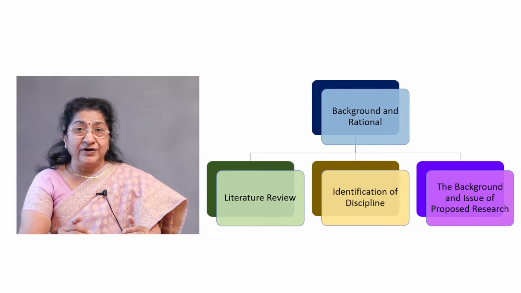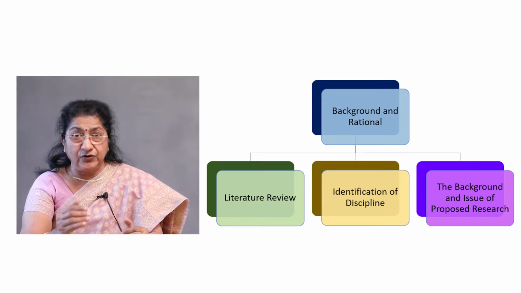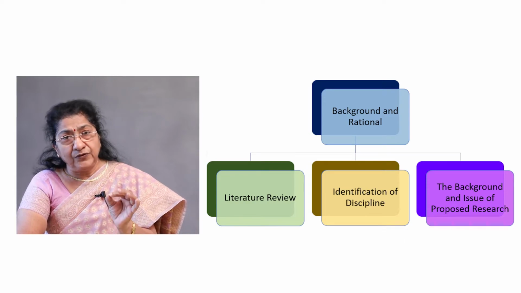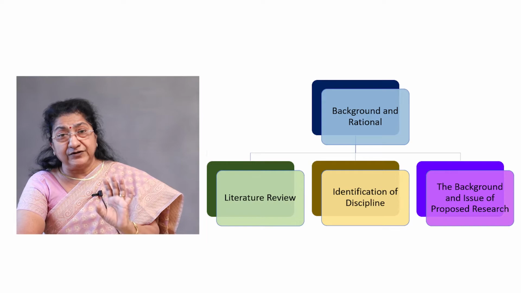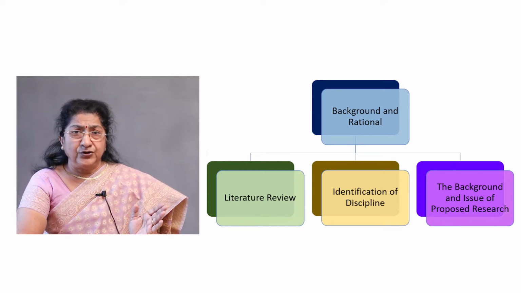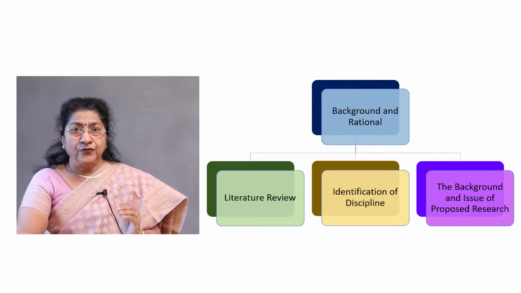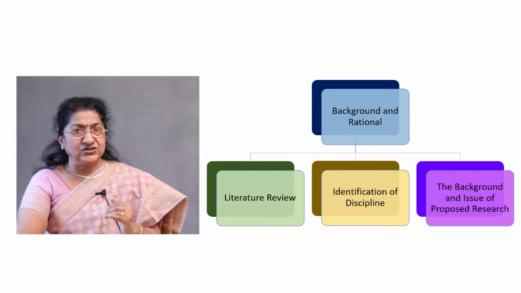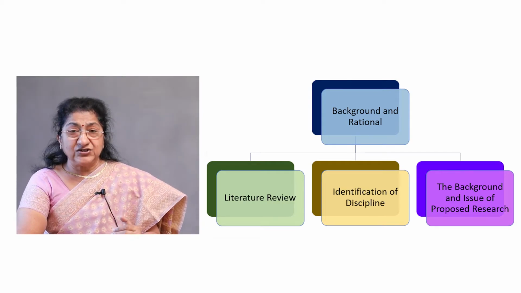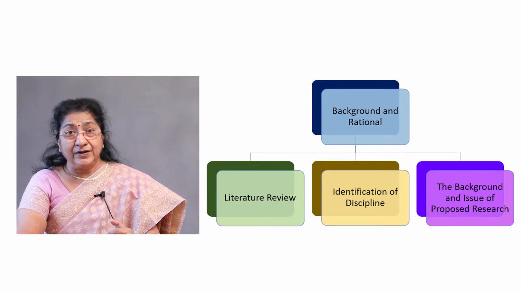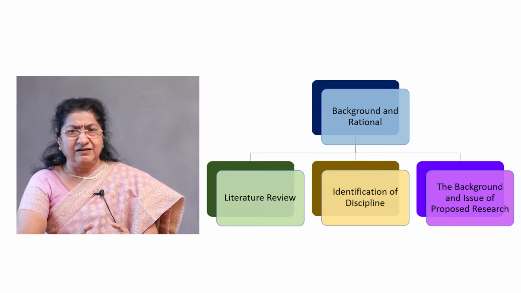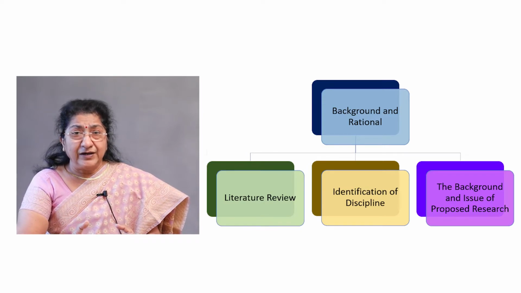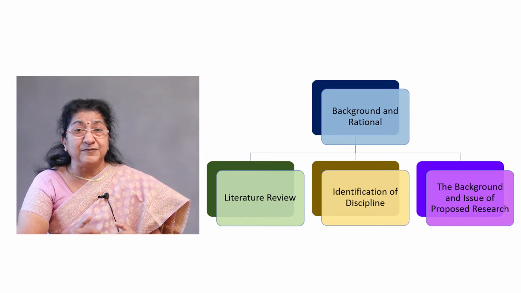Now the second angle is the background and rationale of your topic, of your subject. In that one, first of all, do a review of literature. Then you can create a good background for your topic. You can understand it very nicely. So in that one, first do a review of the existing literature and then identification of discipline. You have to identify. Now so far as our commerce line is concerned, there are not so watertight compartments and many times we are unable to distinguish the disciplines.